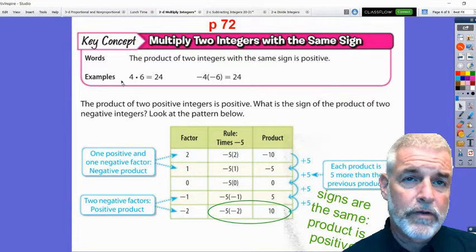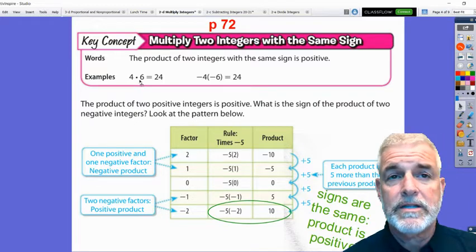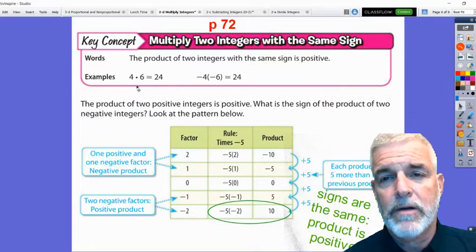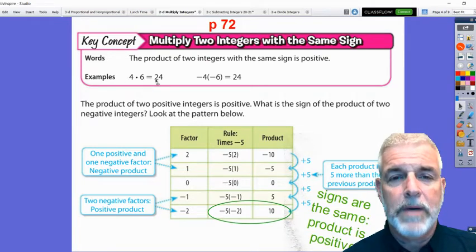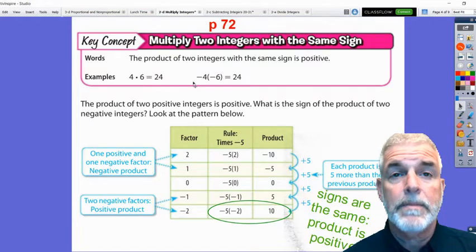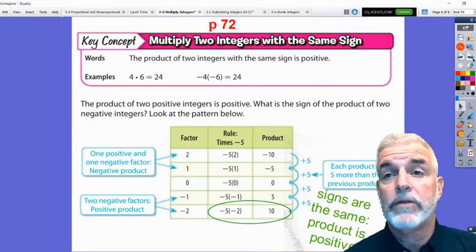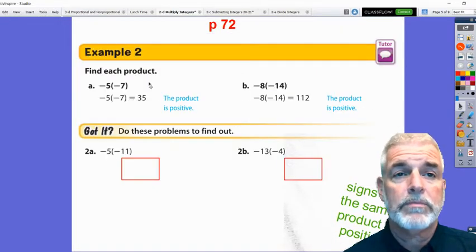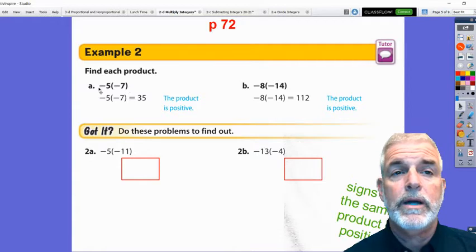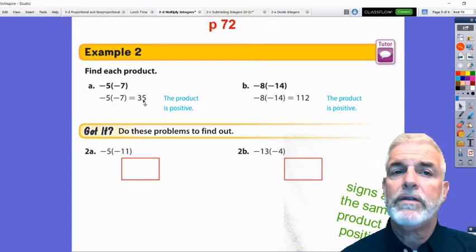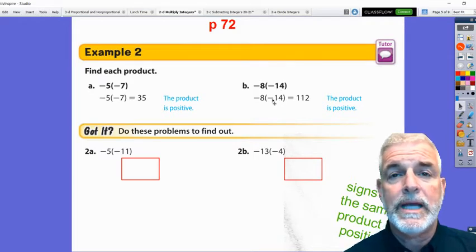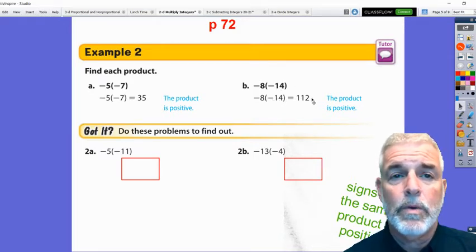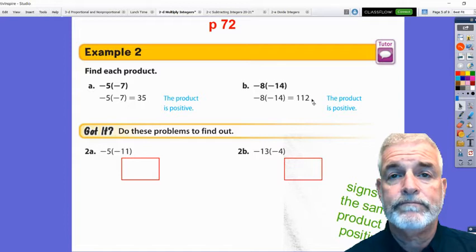Okay, of course, the first example up here at the top of the page, this is third grade multiplication, right? Before you knew what a negative sign was. Positive times positive is positive, just like it was in third grade. Negative times negative, also positive. Okay, here's a couple of examples done out for you. Negative 5 times negative 7, positive 35. And negative 8 times negative 14 is positive 112.